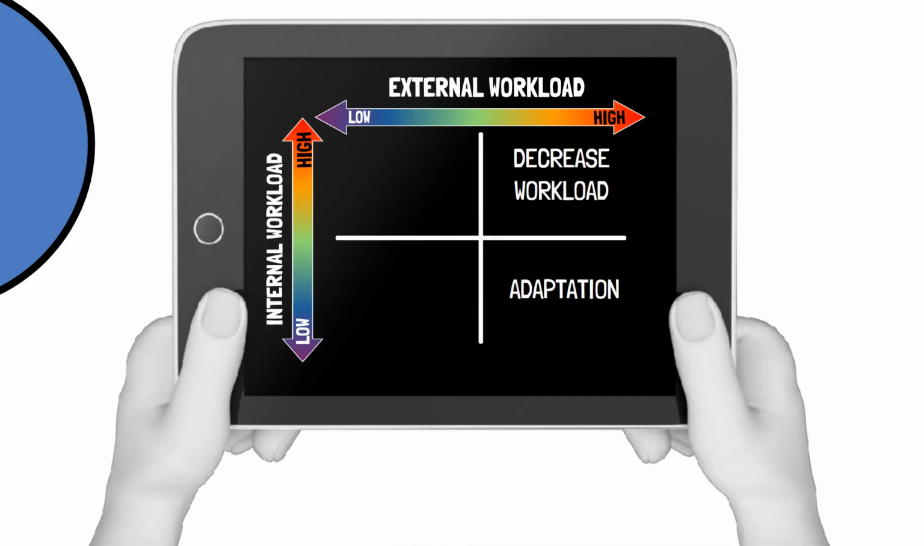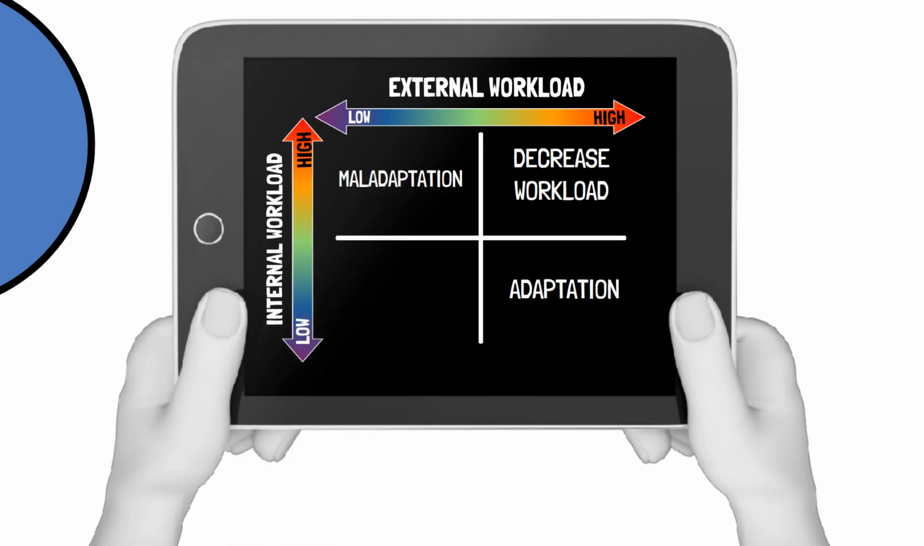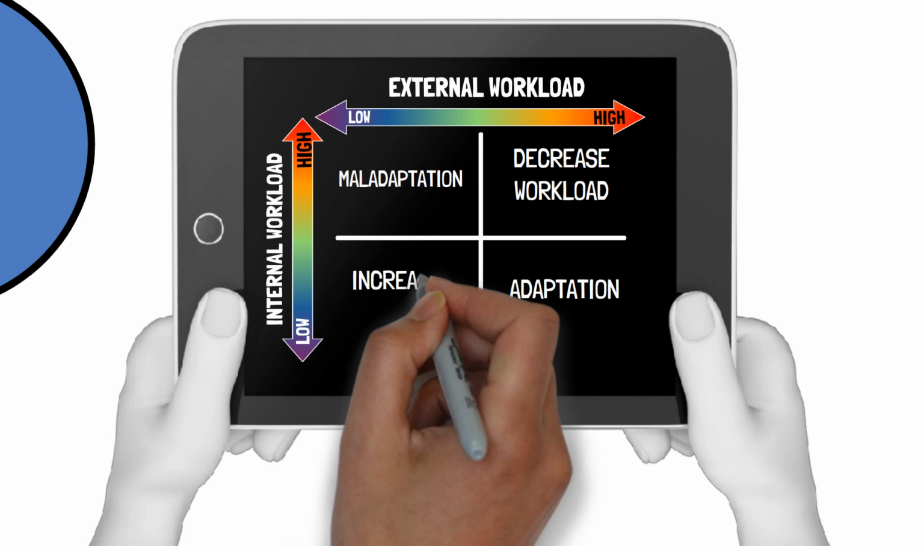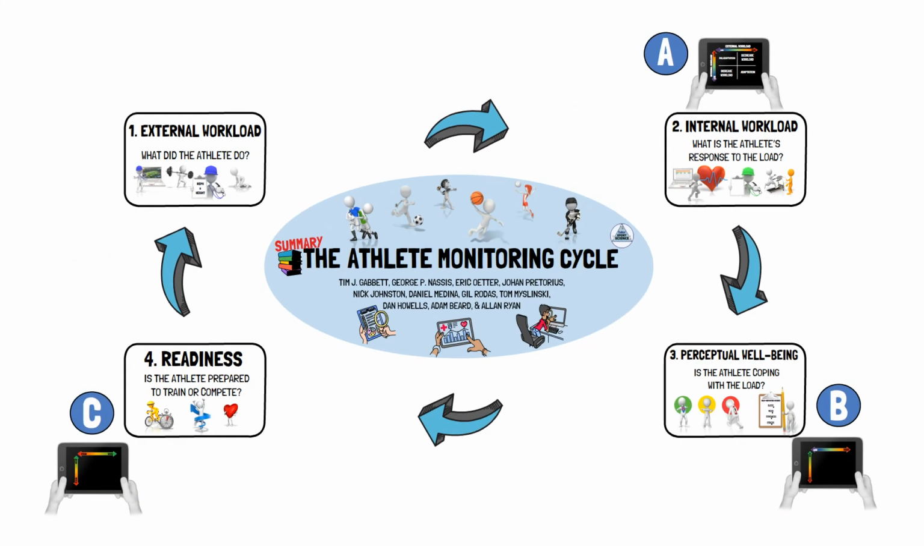If external workload is low but internal workload is high, it may indicate maladaptation or fatigue, requiring further investigation. If both external and internal workload are low, an increase in training load may be necessary to stimulate adaptation.